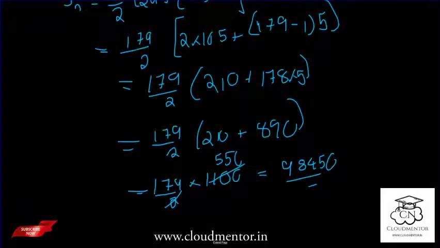Moving to the next one: the ratio of the sums of m and n terms of an AP is m square is to n square. The ratio of the sums of m and n terms is given here, and we need the ratio of the mth and nth terms, not the sums. So we can do it.